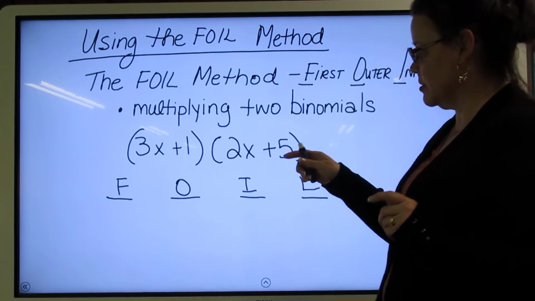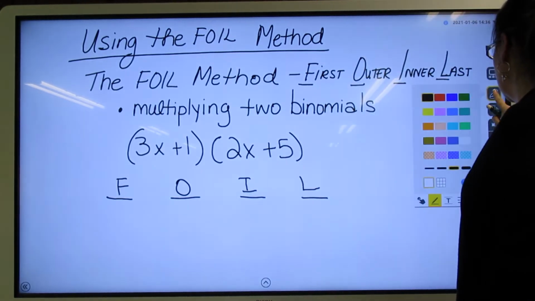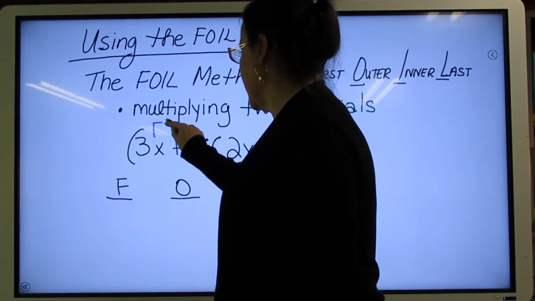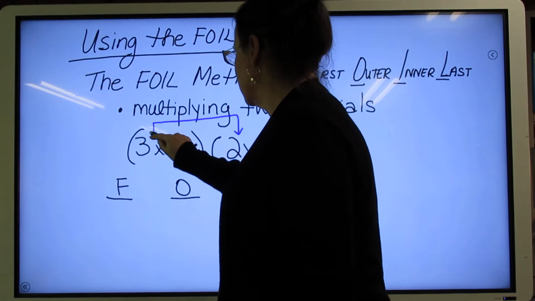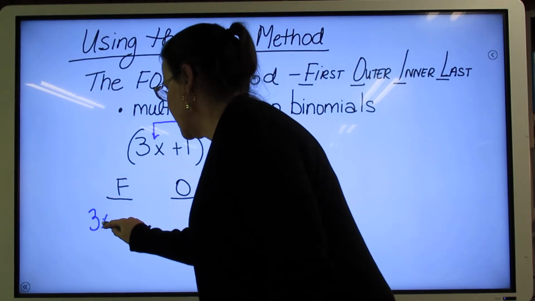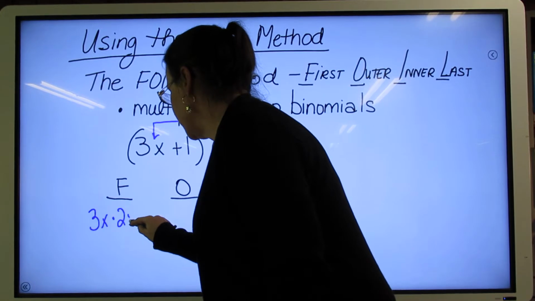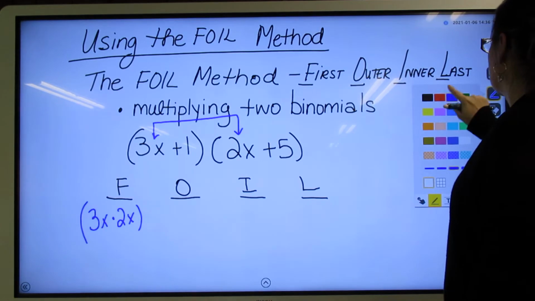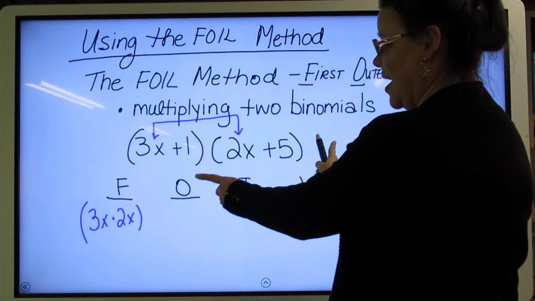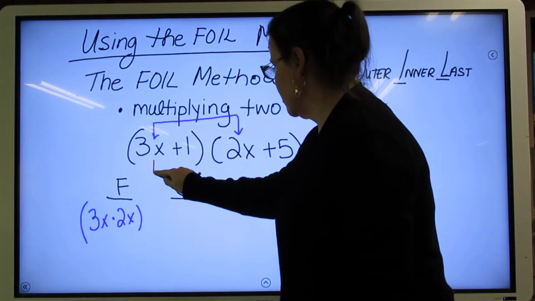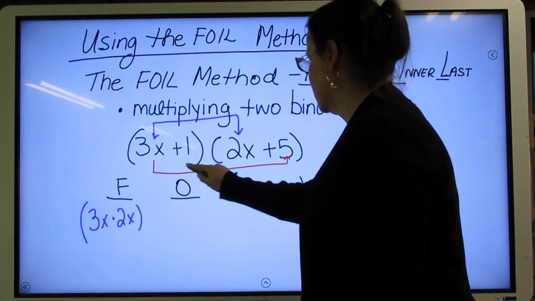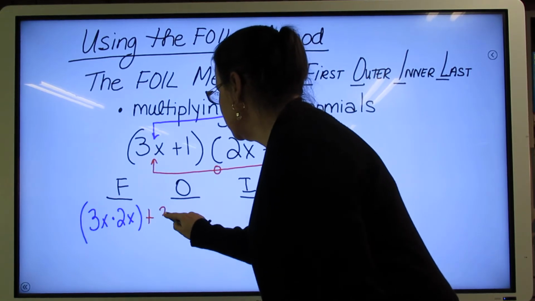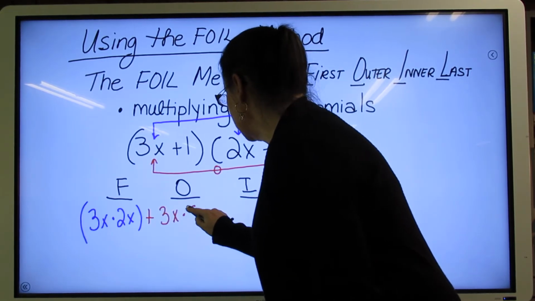First terms. And I can do these in different colors. The first terms are the 3x and the 2x, and you multiply those. Then the outer, they're the outer two terms. And you can label them if you like. And you say plus 3x times 5.